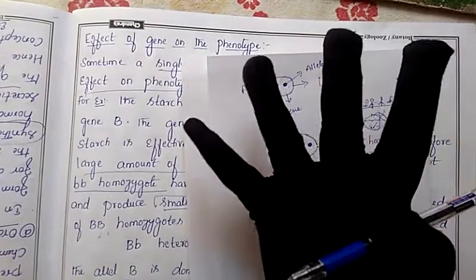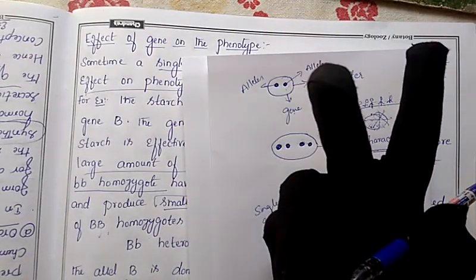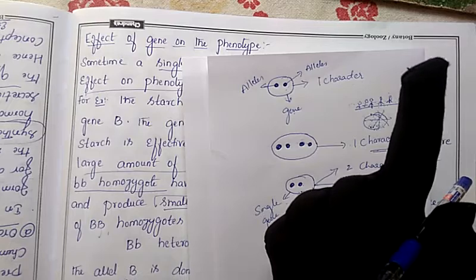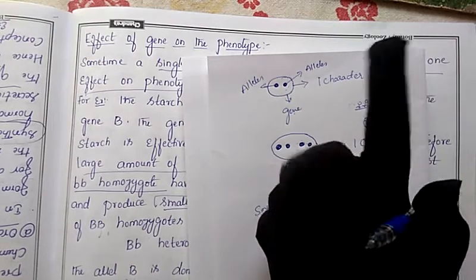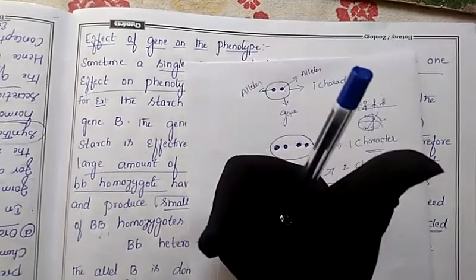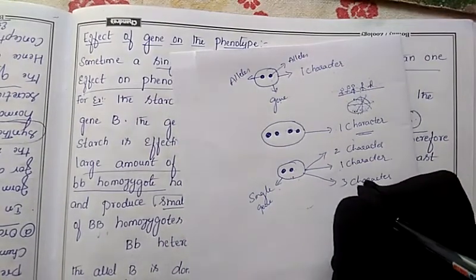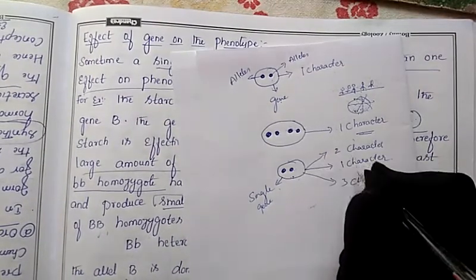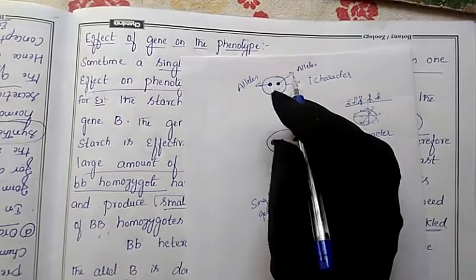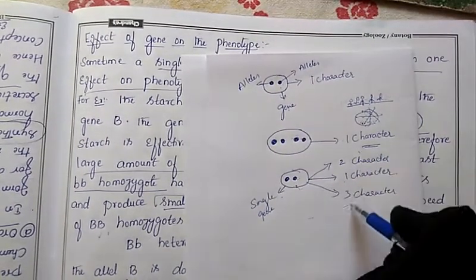One man does four works. He goes to college, takes tuition, and then he has his own business: his own petty shop, and another one, his own saloon. One person, four works. That means here a single gene is performing many characters. Single gene is holding many characters. But normally a single gene will hold one character. But here a single gene will hold many characters.